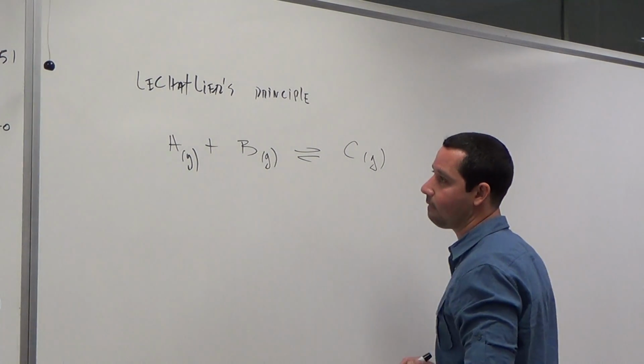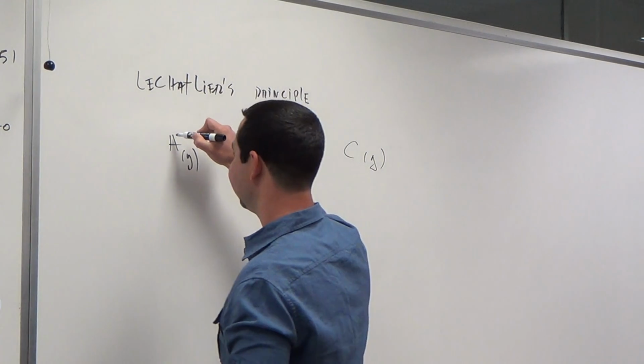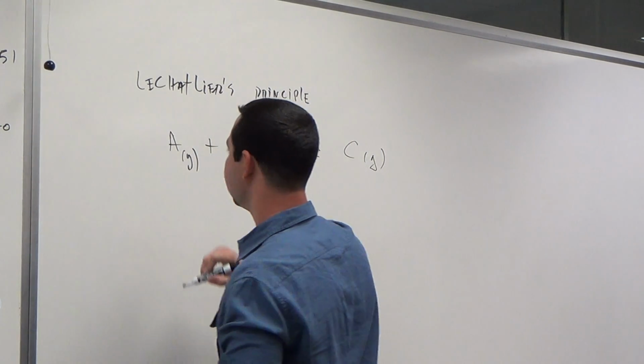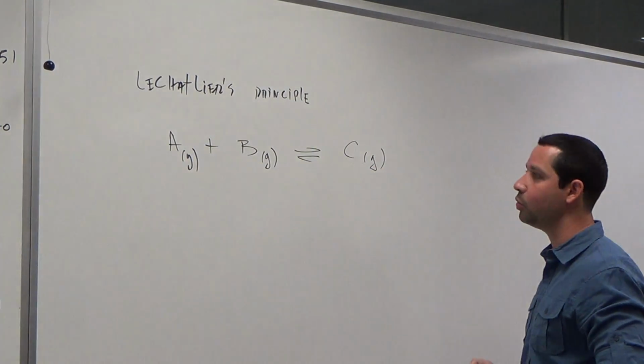So it's the PV equals nRT variable. What? No. Nothing to do with that.